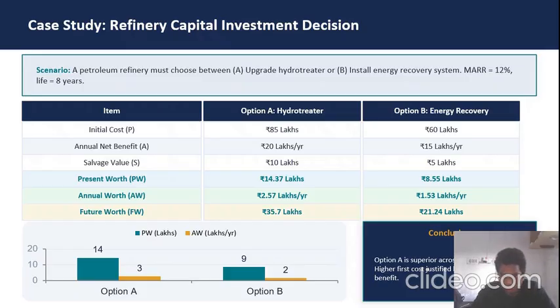So initial costs are given, that is 85 lakhs and 60 lakhs. Both these costs depend on what you want to do, either the hydrotreater or the energy recovery. After that, we have the present worth that includes different kinds of costs, and in total we have 14.37 lakhs and 8.55 lakhs. So all these things depend on the future worth. So you have curves, the green one that represents the present worth and this orange one that represents the average value in lakhs per year.